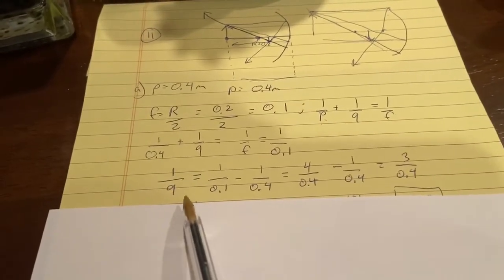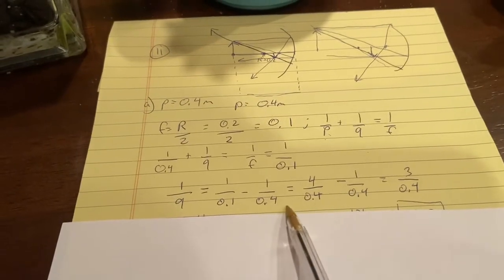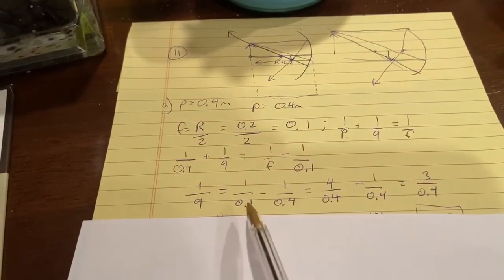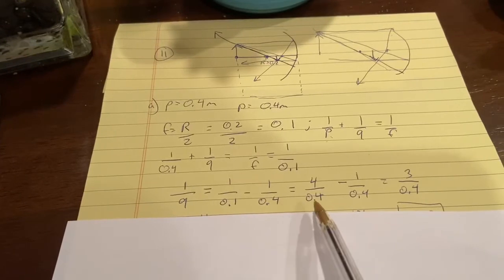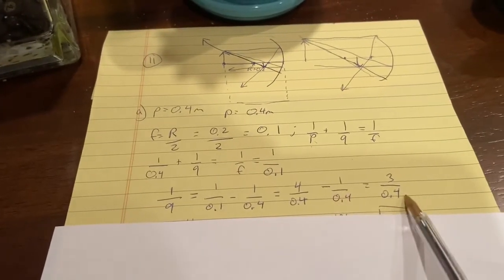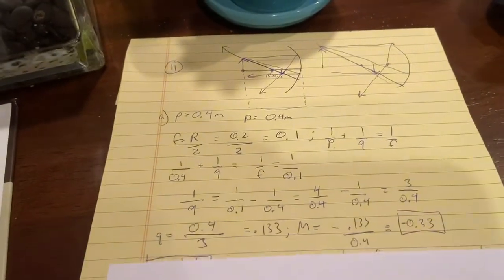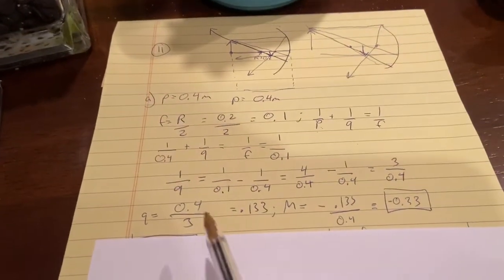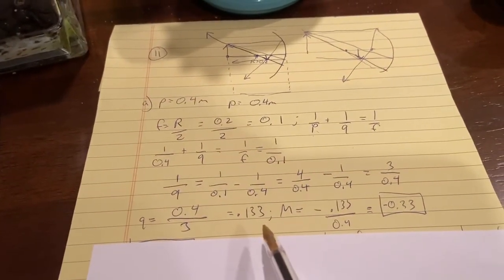So we can solve for 1/q. That equals, do all the algebra here, 1/0.1 minus 1/0.4. Get common denominators, and that becomes 3/0.4. So q equals 0.4 divided by 3, which is 0.133.